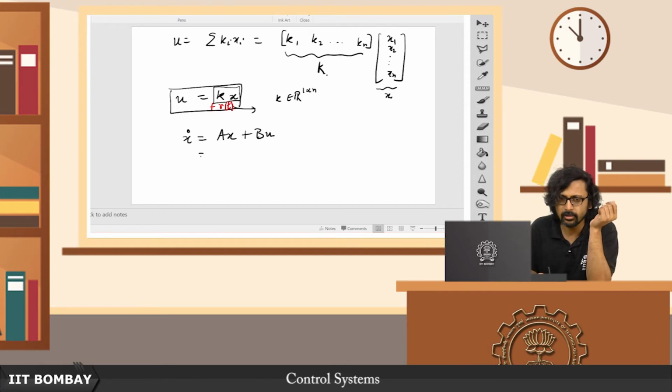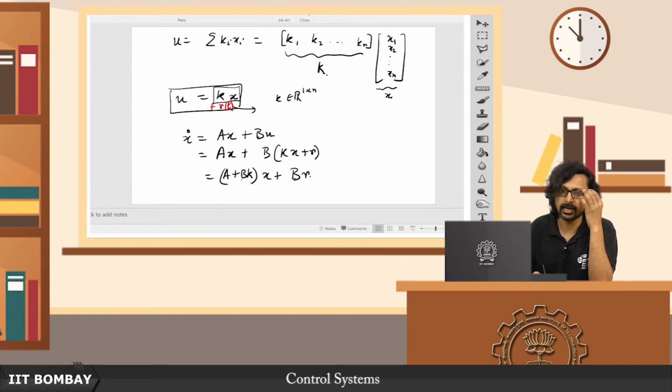So therefore if we now take a look at this, this is going to be Ax plus Bu, and if I substitute this I will get Kx plus r, which then tells me that this becomes A plus BK times x plus Br. So now you see that after this control action is applied, this becomes my closed loop system matrix, this was my open loop system matrix. Now this is my closed loop system matrix, and the A changes to A plus BK.